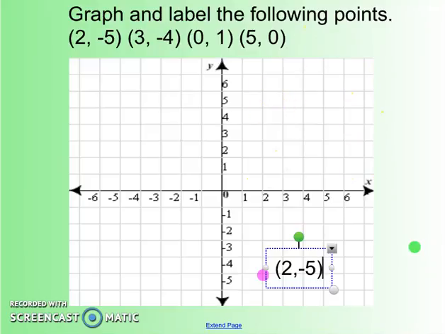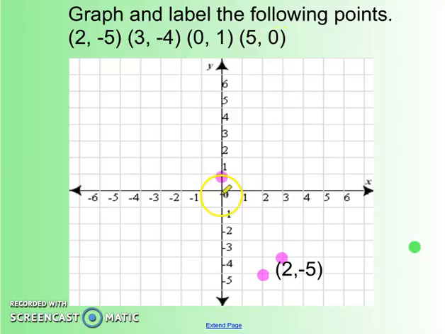Okay, how about the next one? We have 3, -4, so to the right 3, down 4. 1, 2, 3, 4. And I'll label them in just a moment. 0, 1, start in the center. 0 means I don't move right or left. And then up 1, and there's my point.